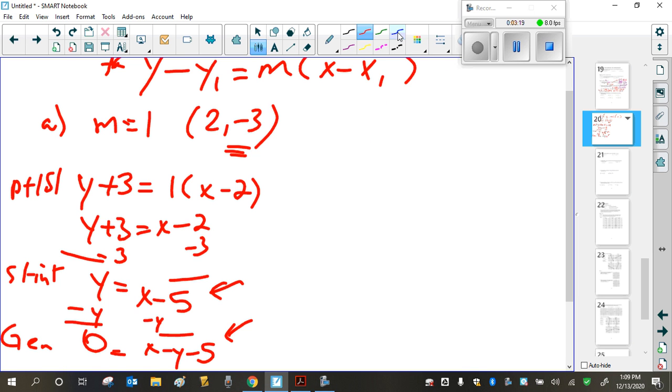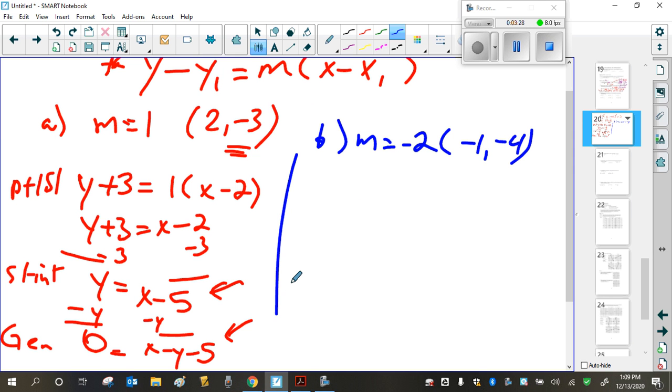Okay, you go ahead and do this one. Give me a slope of -2 and -1, -4 as the point. Give you a minute to do all of them. Okay, point slope form, slope intercept form, and general form. Give you 2 minutes to do that. Unpause when you're ready. So right now, pause.